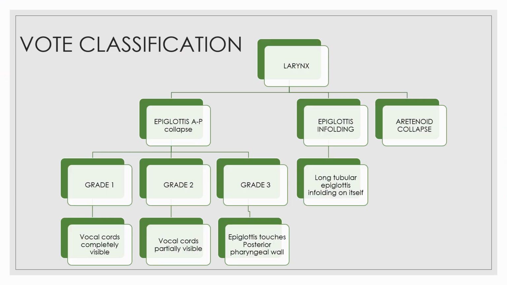So next we move on to the assessment at the larynx level. At the larynx level, you mainly look at the epiglottis as well as the arytenoid and the hypopharynx area. In the epiglottis, you have anteroposterior collapse and an inward collapse of an elongated epiglottis. In anteroposterior, you have 3 grades. Grade 1 is where you are completely able to visualize the vocal cords at all times. Grade 2 is where the vocal cords are visualized only partially. And in grade 3, the tip of the epiglottis actually touches the posterior pharyngeal wall.